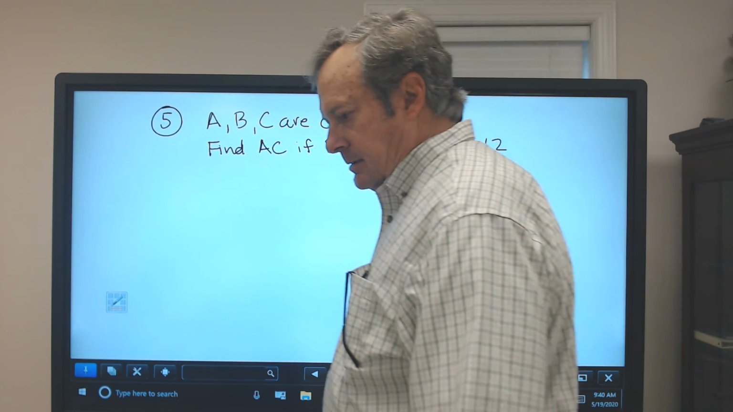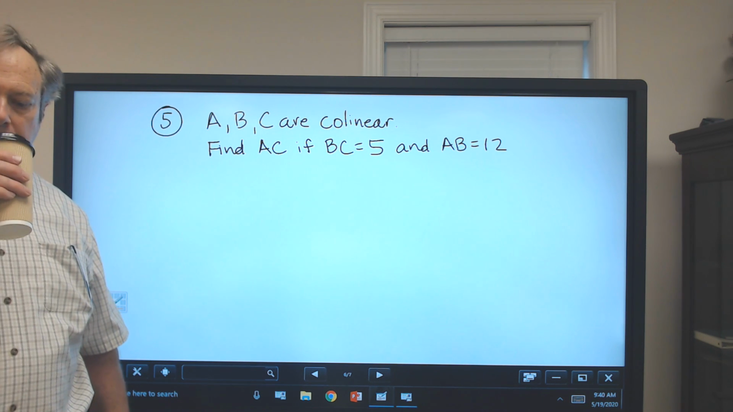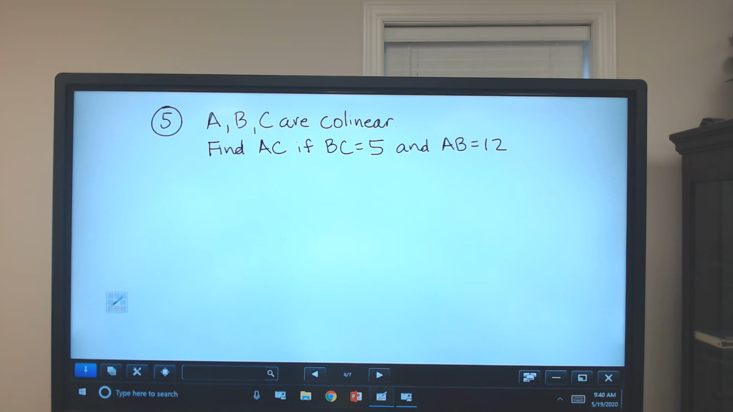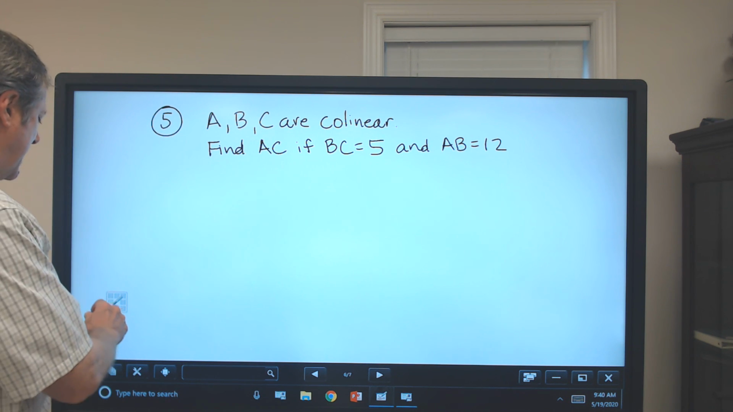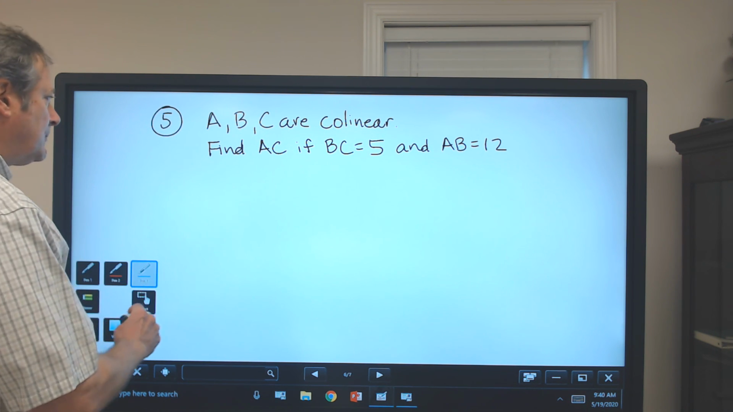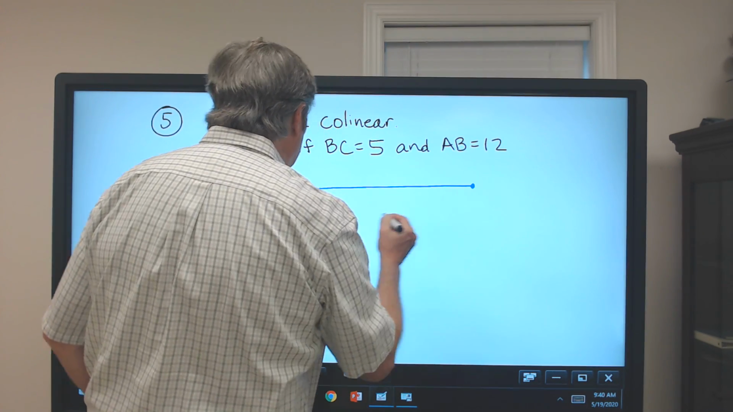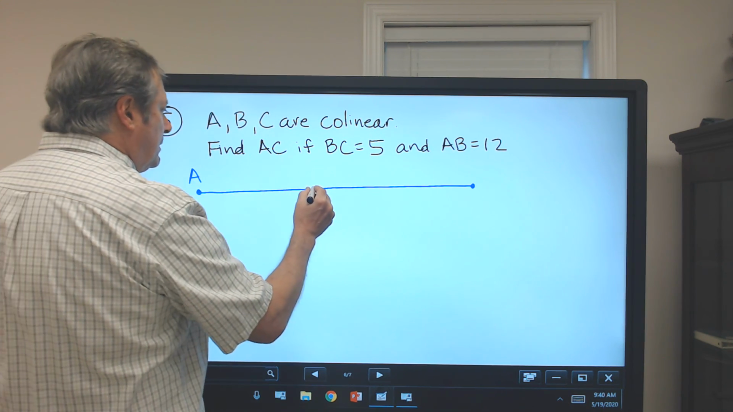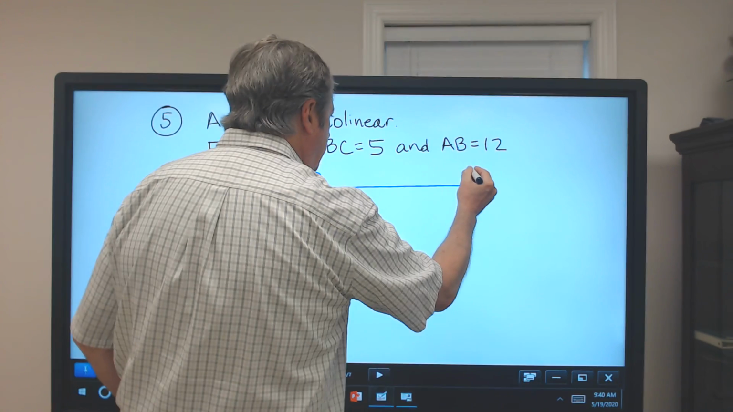Okay, number 5. Got a new word here. It says that points A, B, and C are collinear. Well, what does collinear mean? Well, it means they're all on the same line. So let's just draw a line. Always draw sketches in geometry if you can. B is somewhere in here between the two. It's not necessarily in the middle.